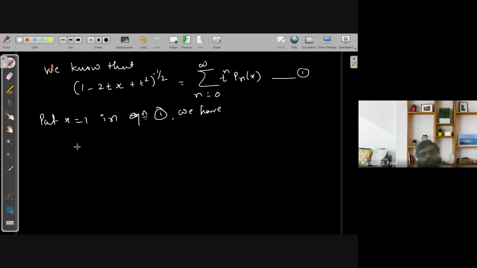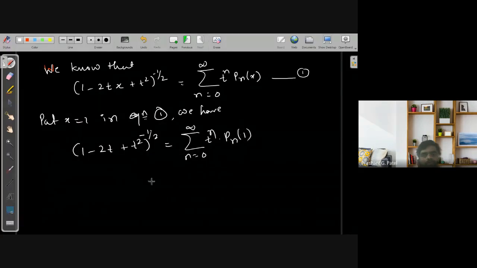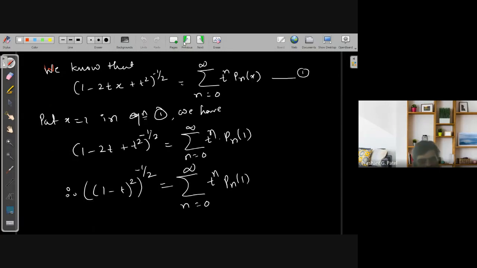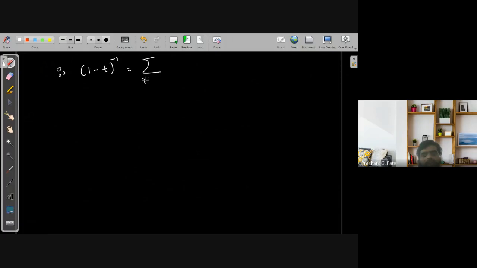We have 1 minus 2t plus t square raised to minus 1 by 2 is equal to summation n running from 0 to infinity t power n into Pn of 1. Now this is actually 1 minus t whole square, raised to minus 1 by 2. That is equal to summation n running from 0 to infinity t power n Pn of 1. So this quantity gives you 1 minus t whole power minus 1, because it is squared and raised to 1 by 2. And on the other side we have the same thing, summation n running from 0 to infinity t power n Pn of 1.